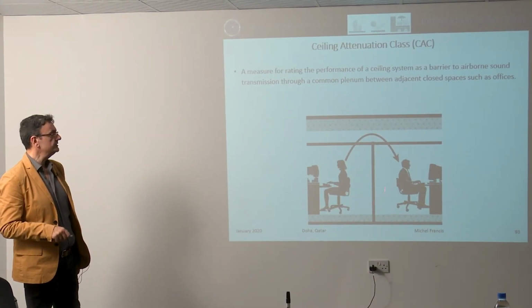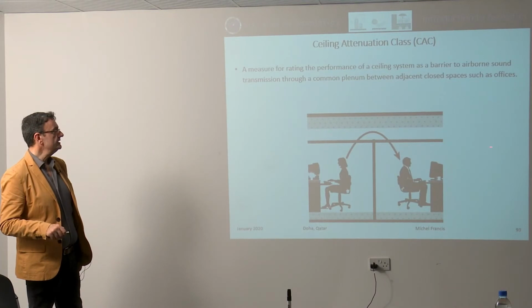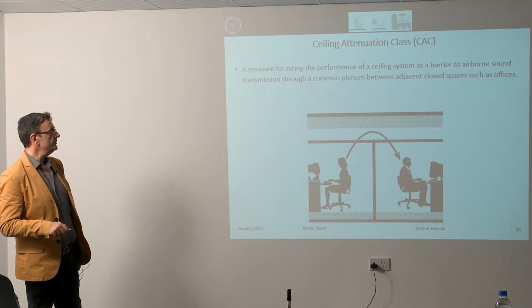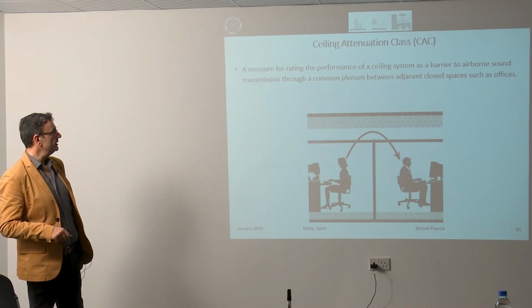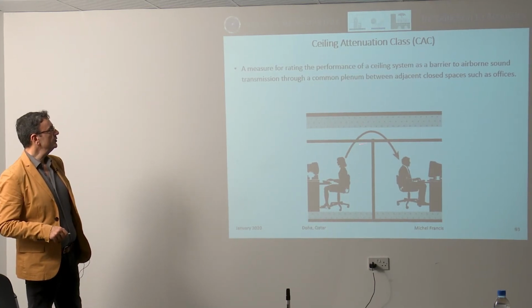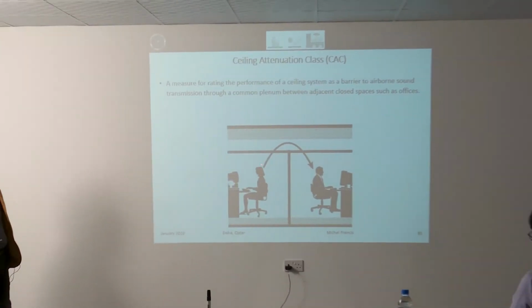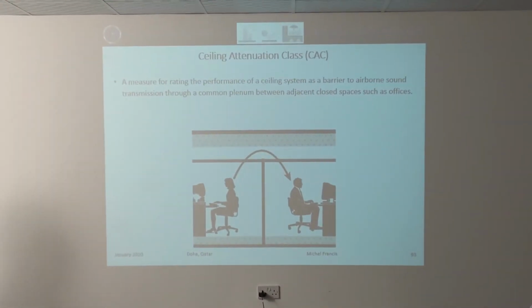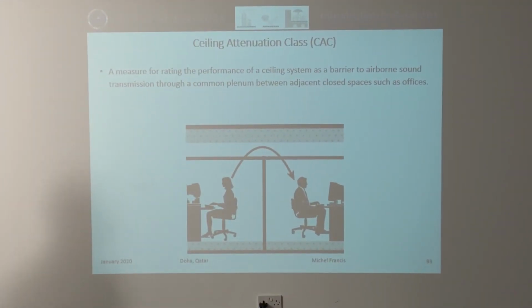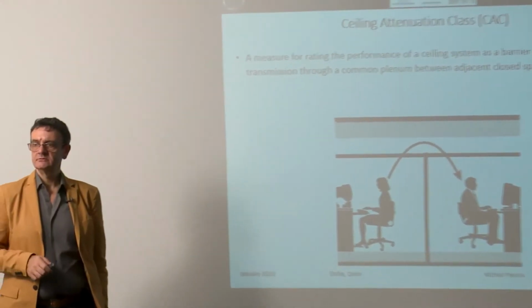So here we have a rated partition, and it only reaches the ceiling, and there is a common plenum, so here there's totally air. If there is a sound coming from here, the CAC will measure how much noise is going to go up and then go down. That's it. It is related only to ceilings. Okay?